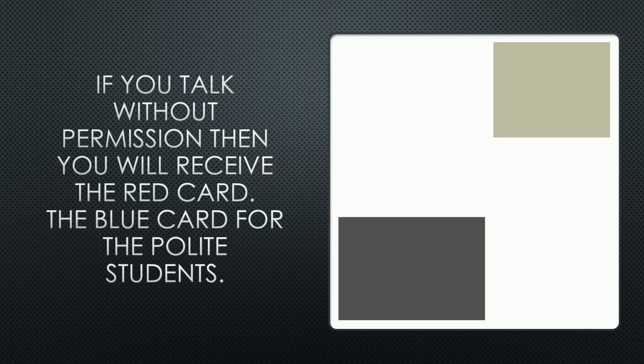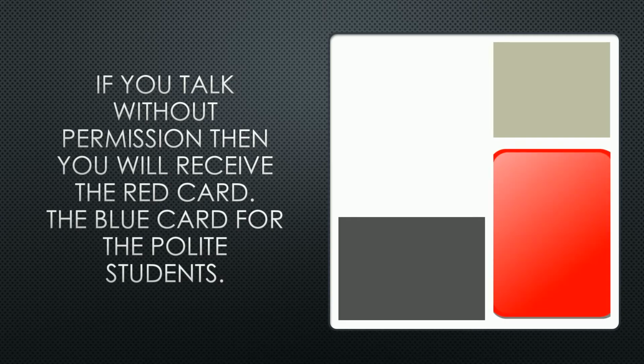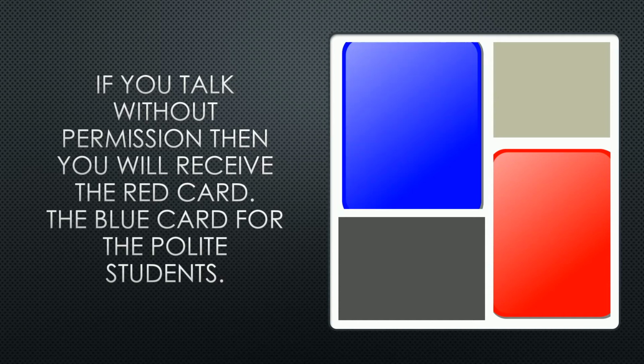If you talk without permission, then as usual, you're going to receive the red card. And if you unmute yourself and mute others, if you don't follow the rules, the red card is for you. Those who will be getting the blue cards are going to be the students who will be polite and listen to the lesson. So these are the two cards we're going to use, the red card as well as the blue card. So we must listen and pay attention.